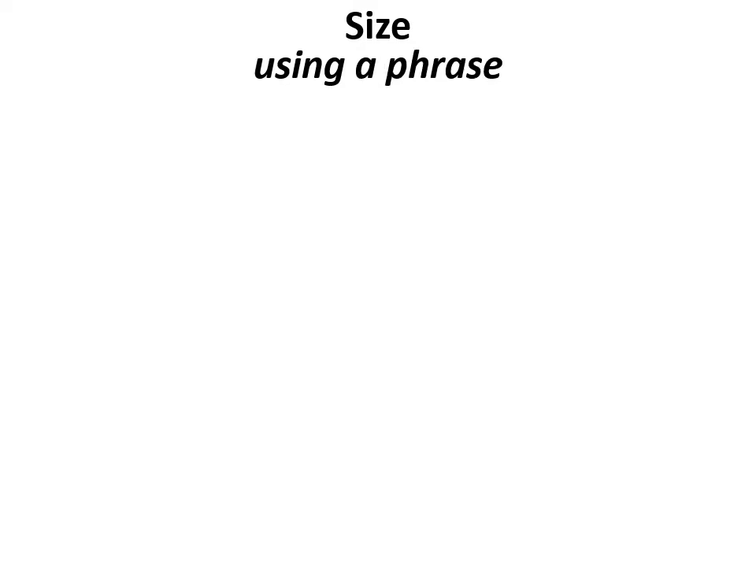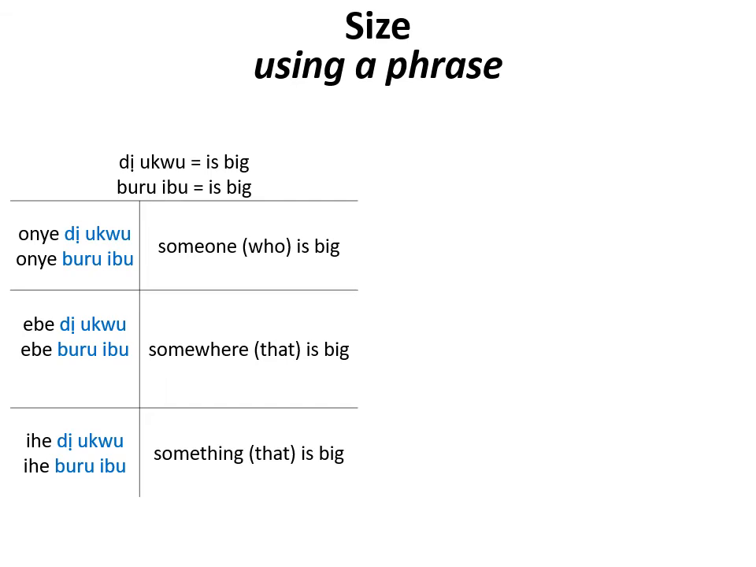Now let's look at size using a phrase. Di uku means is big. But there's another very specific way of saying is big, and that's buru ibu. So onye di uku is the same as onye uku, and onye buru ibu is the same as onye uku. So onye di uku or onye buru ibu is someone who is big, which is just another way of saying a big person. Ebe di uku or ebe buru ibu, somewhere that is big. Ihe di uku or ihe buru ibu, something that is big.